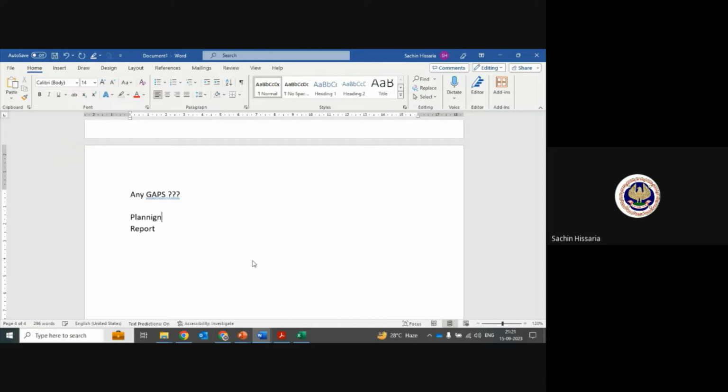Okay, second would be the execution phase, and third would be your reporting phase. In the reporting phase, what we are doing as an auditor is documenting and highlighting all the observations which we noted.